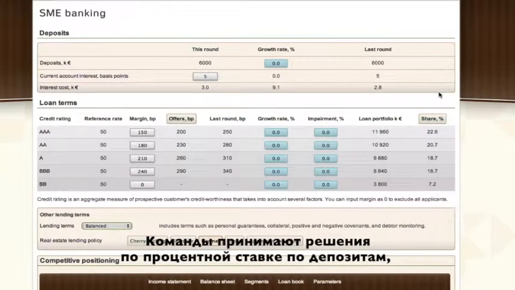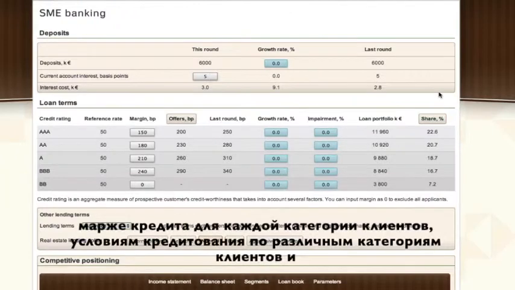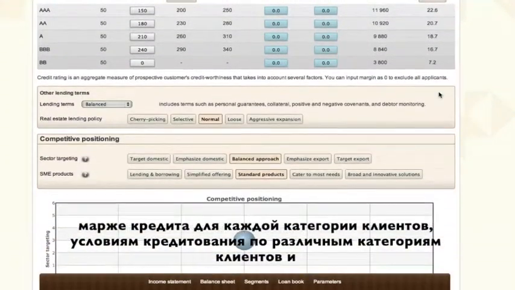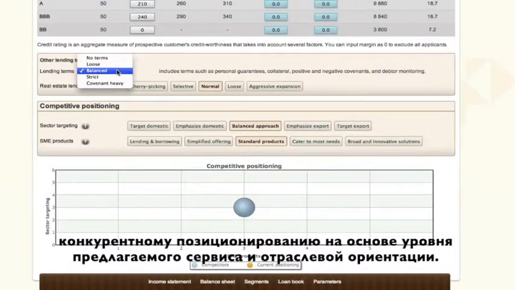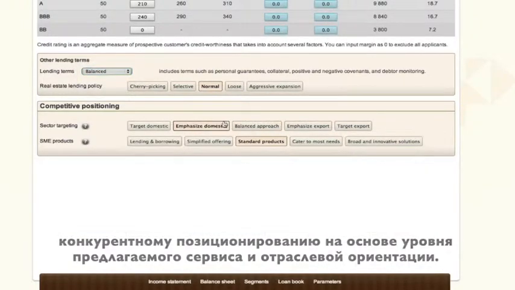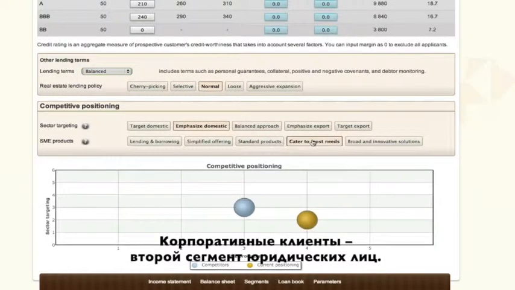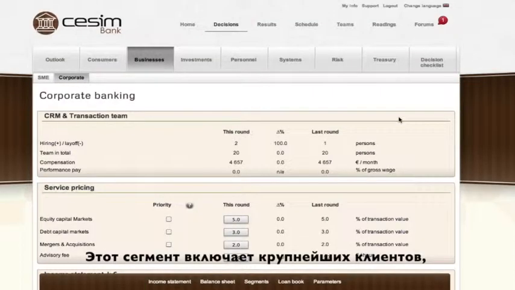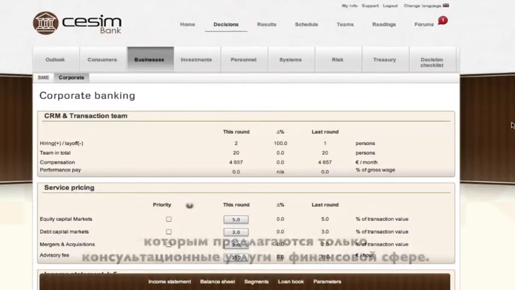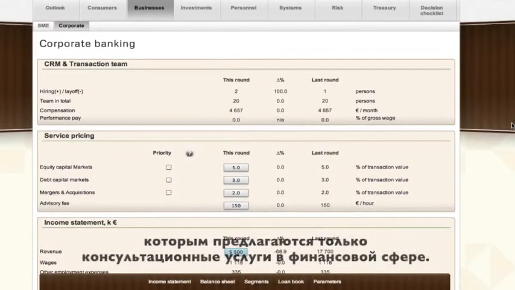Participants need to decide the interest paid on deposits, loan margins charged separately for each credit rating class, strictness of lending terms separately for real estate projects and for all other customers, and competitive positioning in terms of service offering and industry orientation. Corporate banking forms the second part of business customers. This segment includes the largest corporate clients who are only offered advisory services.